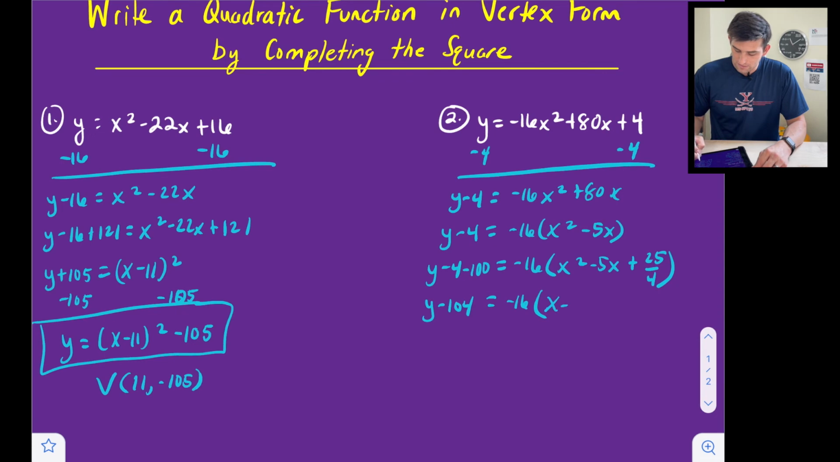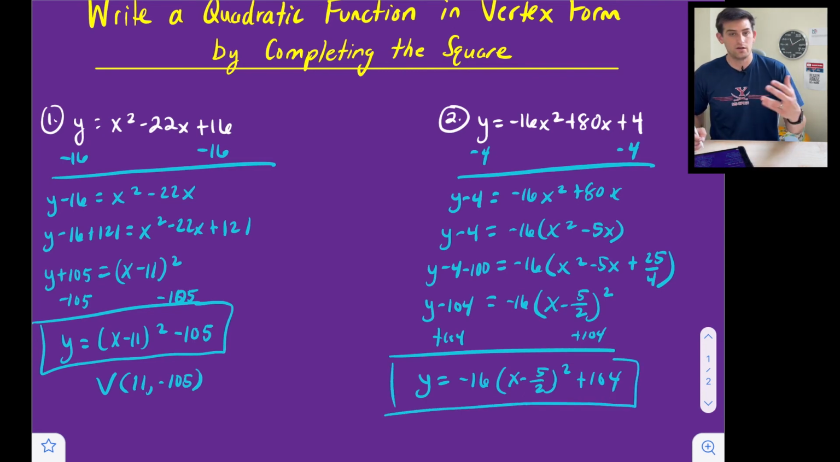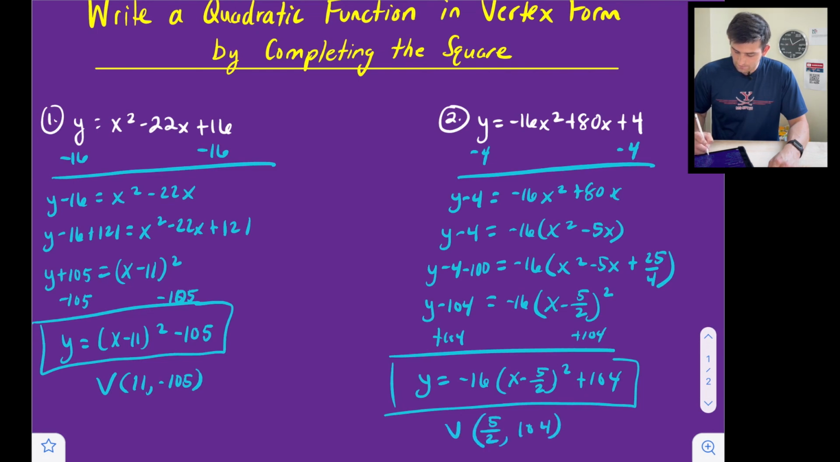So this is going to be x minus 5 over 2 quantity squared, and now we can add 104 to both sides. So now we have y equals negative 16 times x minus 5 over 2 squared plus 104. And that would be our vertex form, with our vertex being at 5 over 2 comma 104. Okay, so that's how you could take a quadratic function and write it in vertex form by using completing the square.